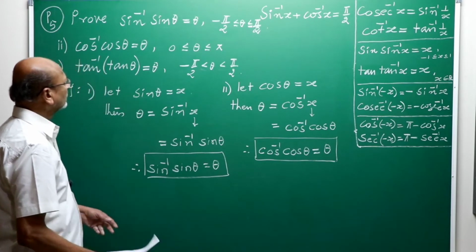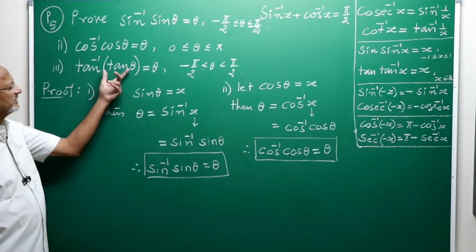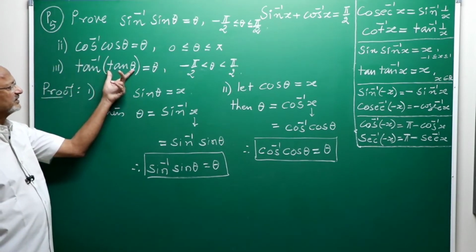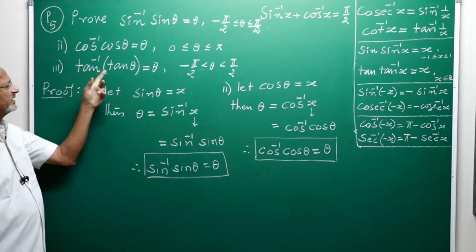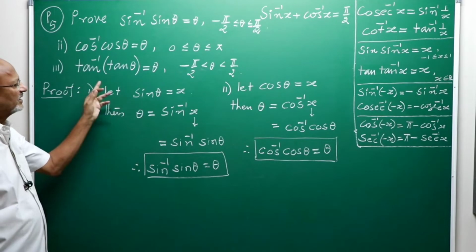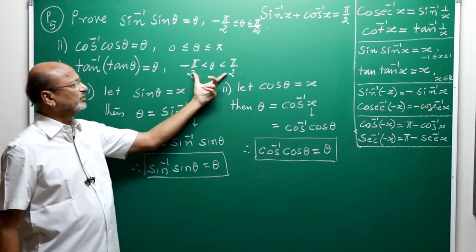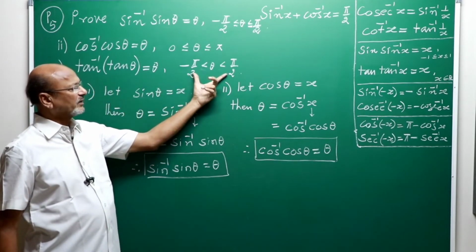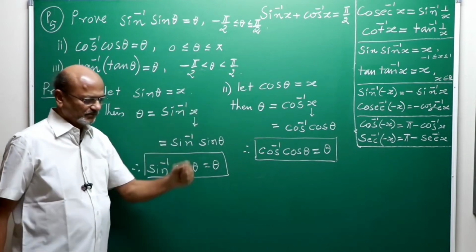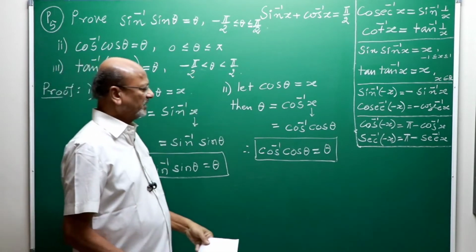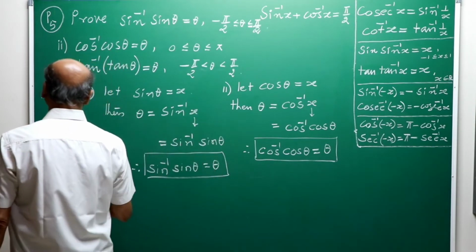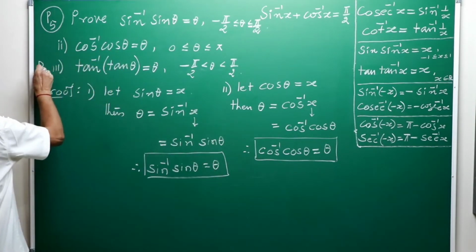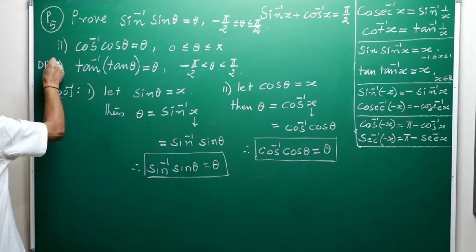Now the third one. What is the third one? Same. Let tan theta equal to x. Theta is tan inverse x. Put the value of x. You get tan inverse of tan theta equal to theta. You know its range is the open interval minus pi by 2 to plus pi by 2. Yes, friends. On the same lines, do this third one yourself.